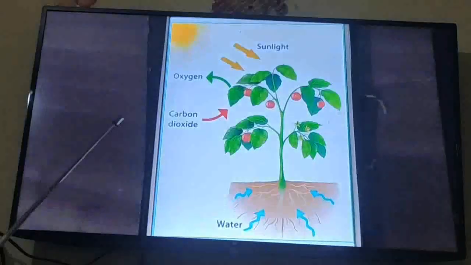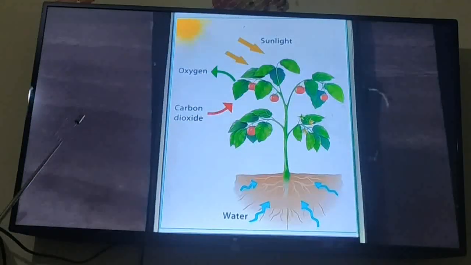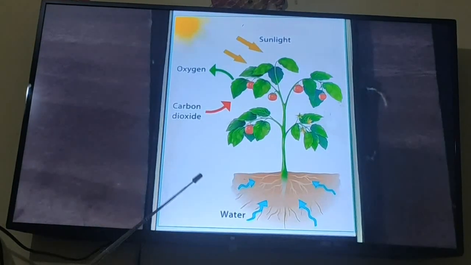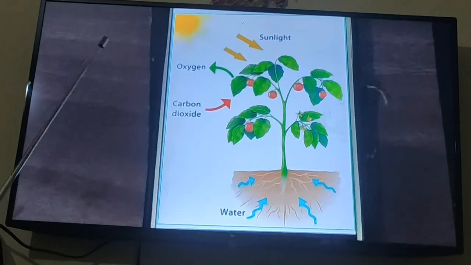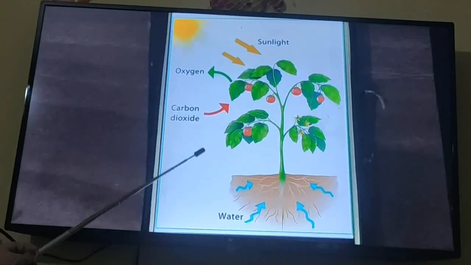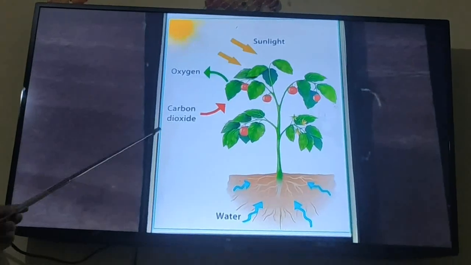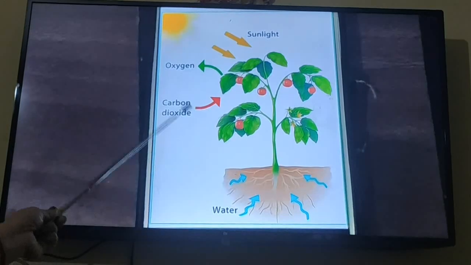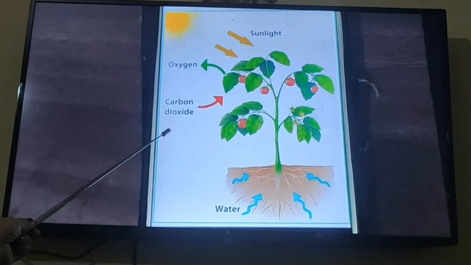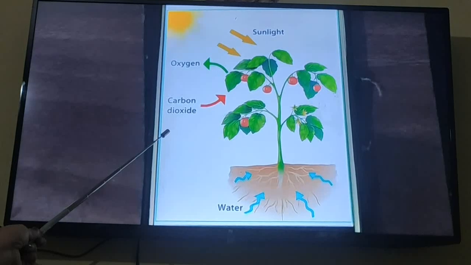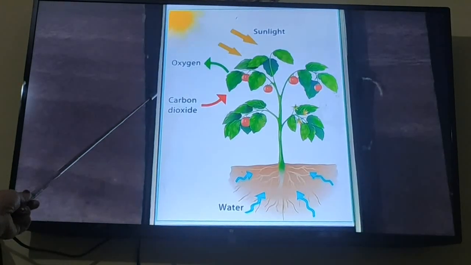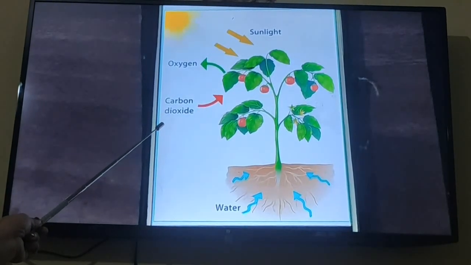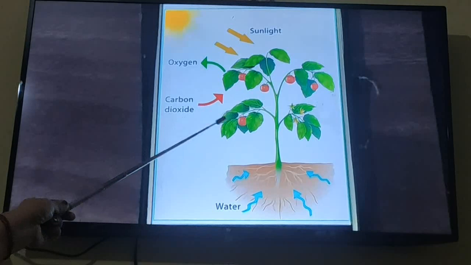I told you that there are minute pores, the stomata, on the surface of the leaf. So what they do is exchange gases, which we cannot see with our naked eye. See, look over here, there is an arrow. In photosynthesis, the leaves absorb carbon dioxide from the atmosphere with the help of stomata, and they release oxygen.